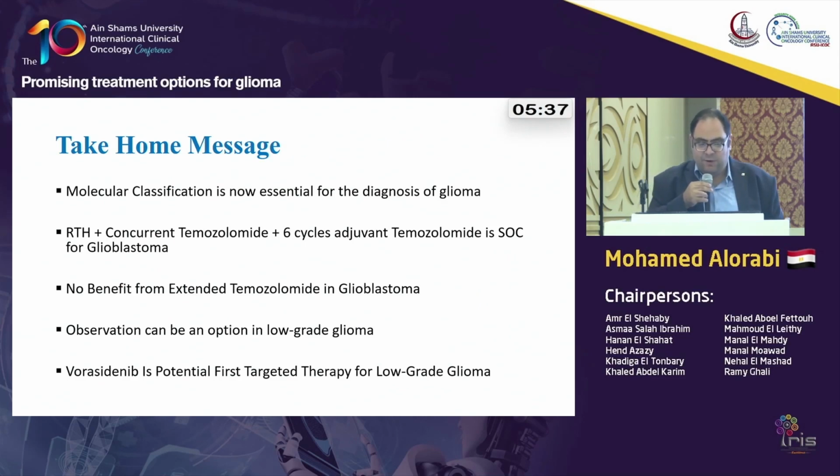So my take-home message: molecular classification is now essential for diagnosis of glioma. Radiotherapy plus concurrent temozolomide and 6 cycles of adjuvant temozolomide is the standard of care for glioblastoma. No additional benefit from extended temozolomide in glioblastoma. Observation can be an option for certain patients with low-grade glioma. Vorasidenib is the potential first targeted therapy for low-grade glioma. This drug gained its FDA approval in March this year.